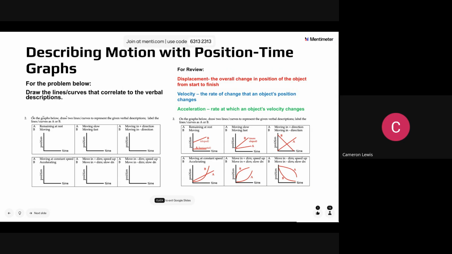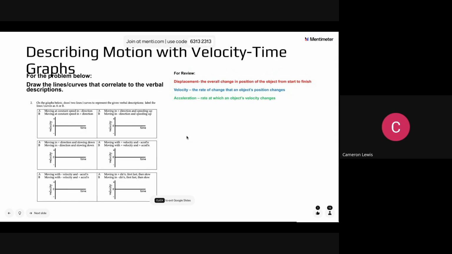Something remaining at rest would just be a horizontal line, because the rate at which position is changing is not changing over time. So we see it just has a constant velocity, right? It'd be the same each time, versus this first one. Sorry, let me go back.